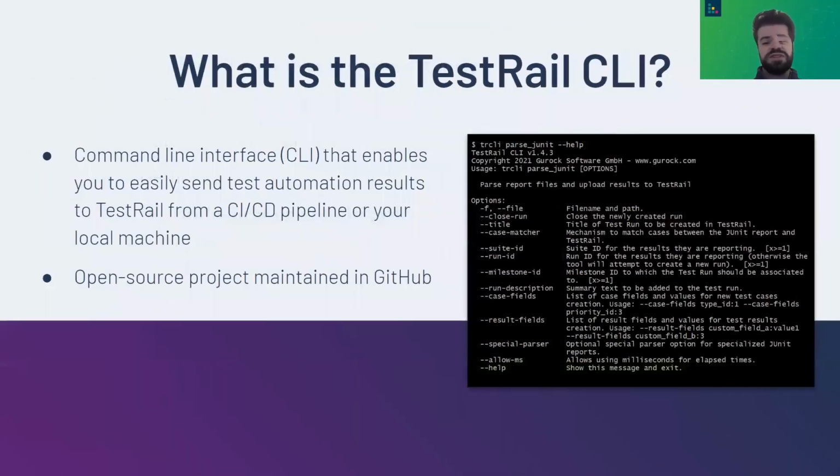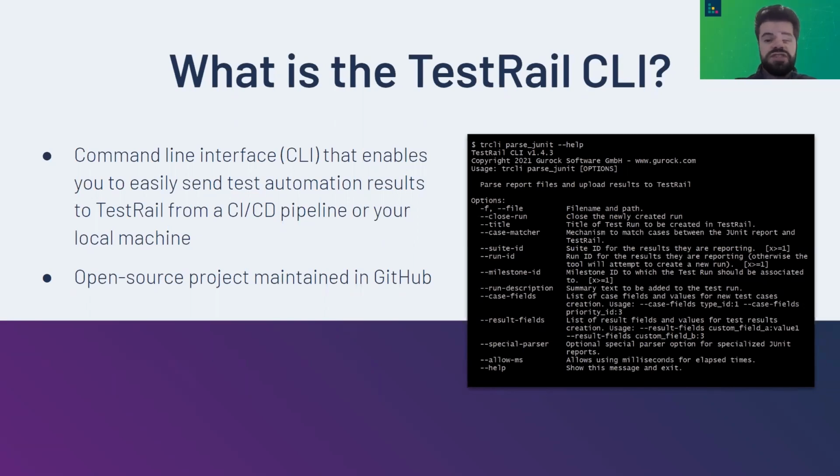So what is the TestRail CLI for some of you who might not have had any contact with it? The TestRail CLI is a command line interface, hence why CLI, and it enables you to send your test automation results to TestRail, either from your local machine or your CI/CD pipeline. Usually the CI/CD pipeline is the most common scenario.